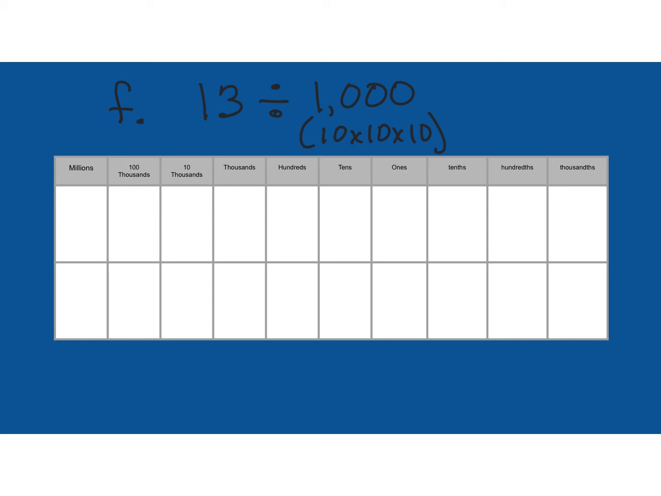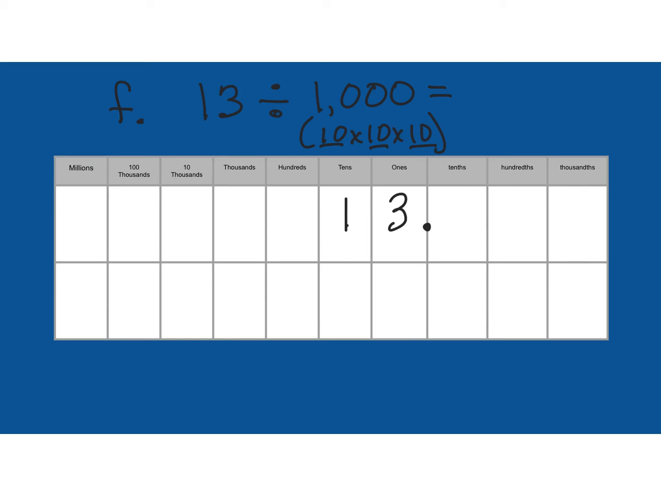Okay, on F, you have 13, and we're going to divide by 1000. But remember that 1000 is equal to 10 times 10 times 10. So we're going to divide by 10 by 10 by 10. So let's put this in our place value part. We have 13. And these, we could just put zeros there. Remember, we're going to divide by 10 by 10 by 10, 3 times.